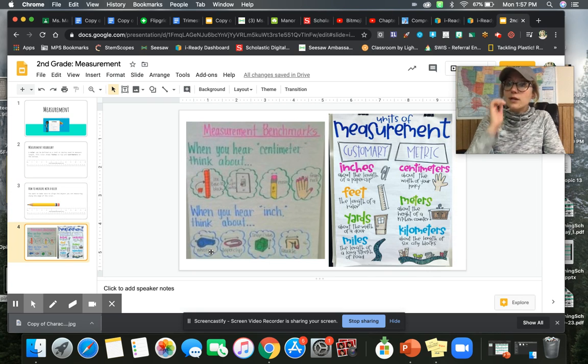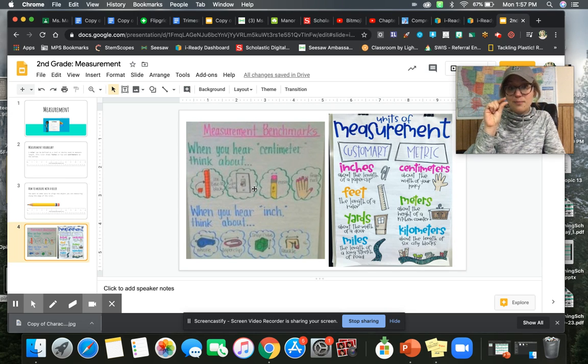Okay, now I really wanted to go over these two charts because I felt like they were super important. When you hear centimeter, think about these things. It helps you to visualize what it means by centimeter. I can say it's teeny tiny, but I thought it was better to have a visual. So it says like one base 10 block. If you were to measure one base 10 block, it's small. An inch would not work, so you're going to need to measure it with centimeters.